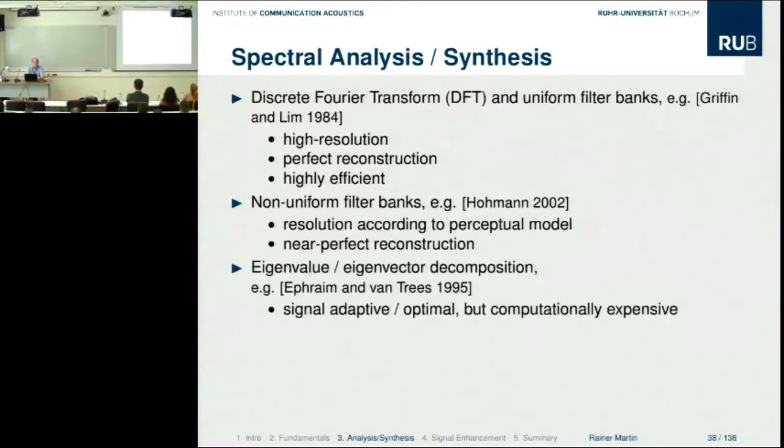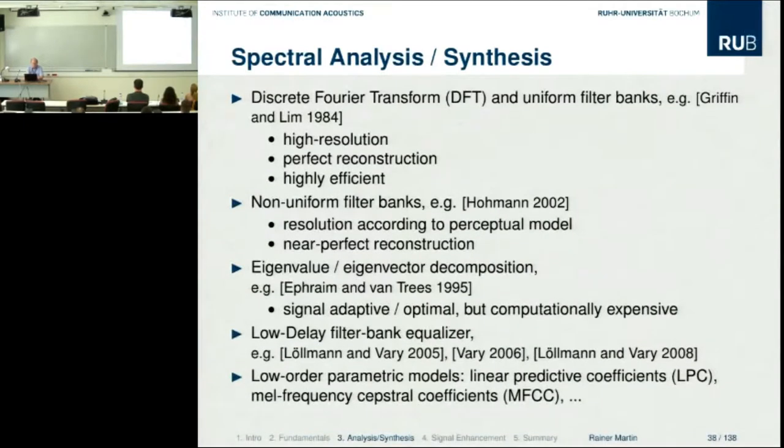Then there are optimal approaches, or also signal-dependent or signal-adaptive approaches, like eigenvector, eigenvalue decomposition, and subspace approaches. They give you the optimal decomposition, also in the sense that they give you the optimal compaction of the signal energy in only a few coefficients that you can then manipulate. But they are computationally expensive and currently not feasible for hearing aids. And then there are some low delay designs. I'd like to mention here the so-called low delay filter bank equalizer, published by Löllmann and Vary several years ago. And of course, there are also low order parametric models, linear predictive coefficients and Mel frequency cepstral coefficients.